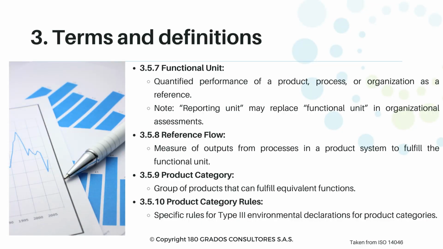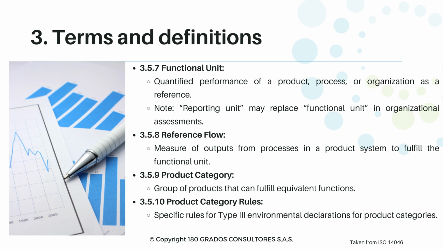Now moving on to reference flow, a very important concept. This is the measure of outputs from processes in a product system required to fulfill the functional unit. In our example, the reference flow would include the amount of water used and emissions related to producing that bottle. Very important concept, and we're going to use it in our reports.